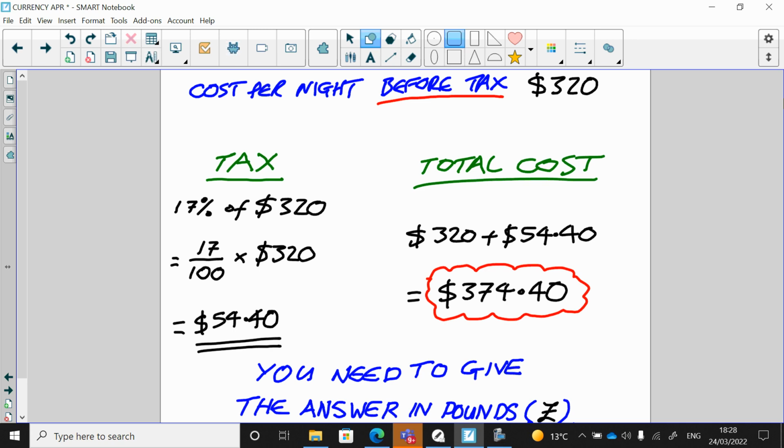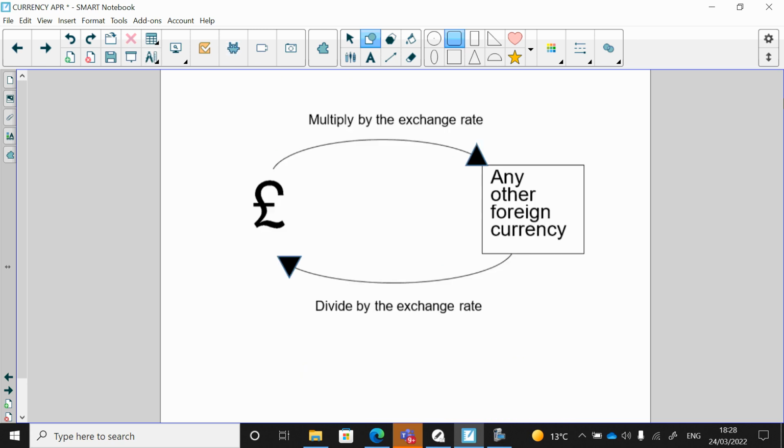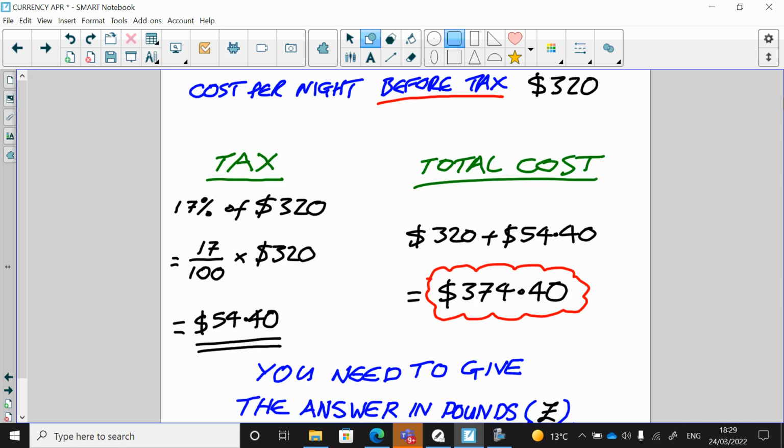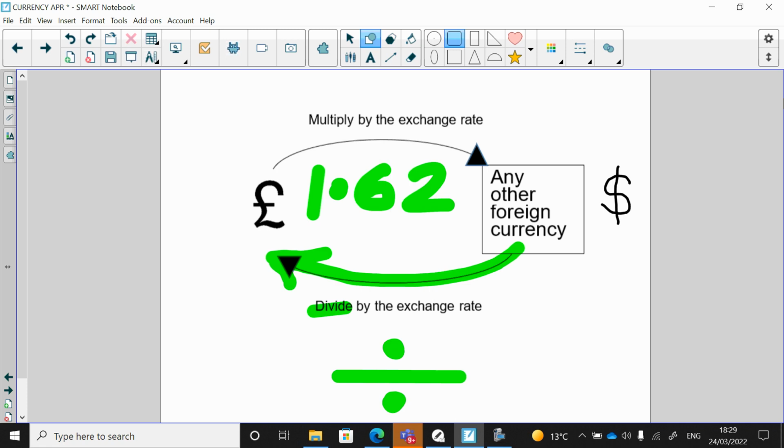Just like it says there, we haven't answered the question completely. They want us to give the answer in pounds. So this is why this is all about currency exchange. We need an exchange rate, don't we? So we need to decide here, are we going from pounds to another currency, or another currency back to pounds? Like we've got dollars there, we are coming back to pounds. It's 1.62 dollars to the pound, so we need to divide by that 1.62.